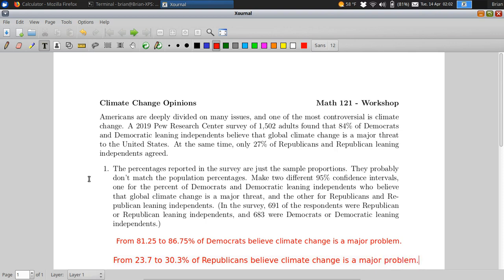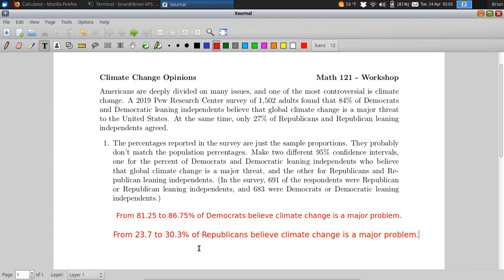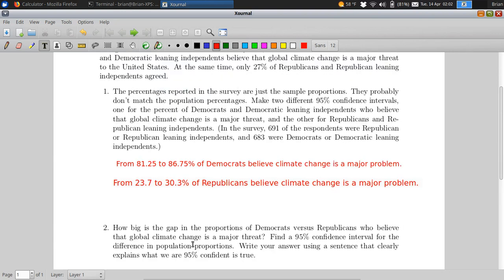We're pretty confident that these two intervals are going to contain the two different population proportions. All right, and you can see, wow, that's a big difference. Over 80% of Democrats, but probably less than 30% are Republicans. So that's a big gap. And so that's my next question. So actually, how big is that gap?